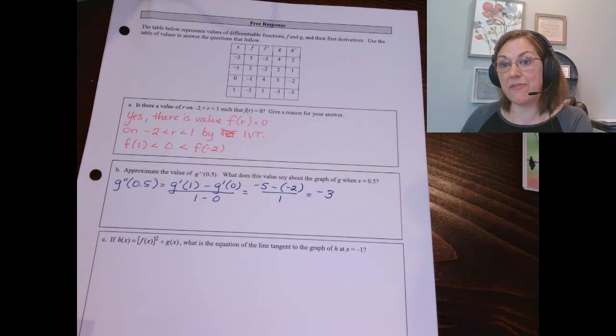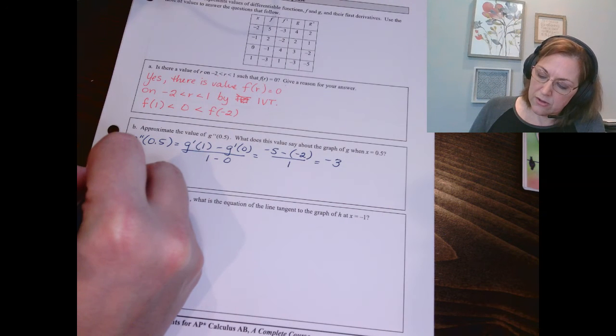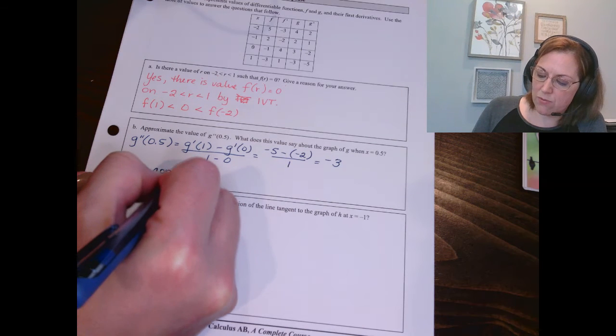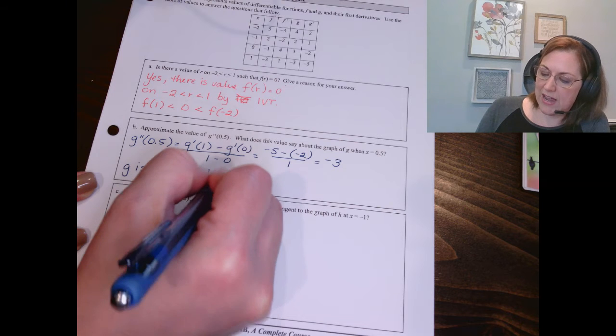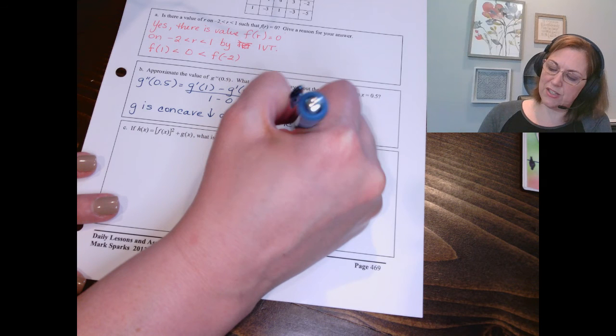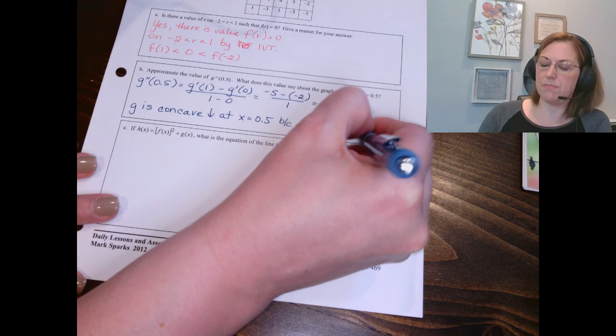So what does that say about the graph of the function? Well, if the second derivative is negative, G is concave down at x equals 0.5 because G double prime of 0.5 is negative.